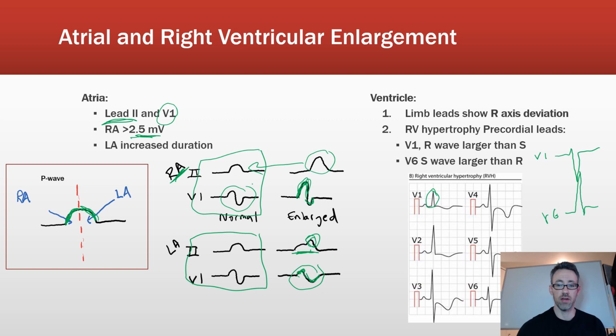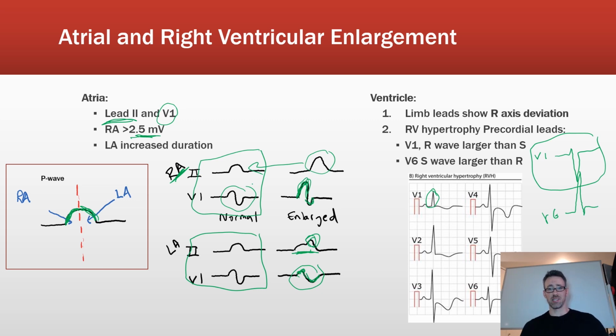Here you see an R wave, and there's really no S wave here. So the R is definitely bigger than the S. And that's not typical, because I gave the example over here. It should typically be a tiny little R and a very large S. So here we have a large R wave, or an R wave greater than the S. And that would make sense because it's pulling the electrical forces more towards the right, so it's facing V1 more.